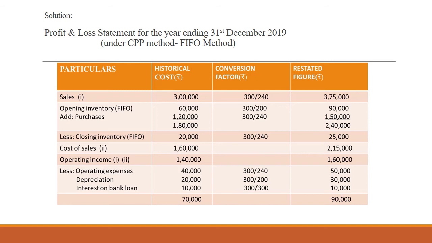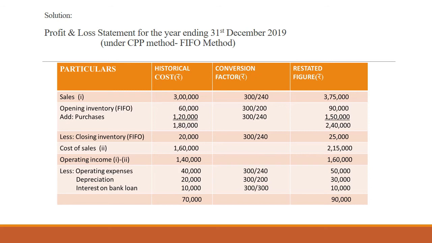Now, less operating expenses, 40,000, taken at the average index, 300 divided by 240, gives 50,000. Depreciation, 20,000. Depreciation is taken at the opening index, therefore 200, giving 30,000. Interest on bank loan: bank loan interest is usually paid at the end of the year, therefore it is taken at the closing index. 300 divided by 300 gives the same result, 10,000.